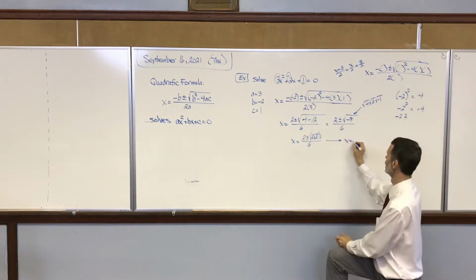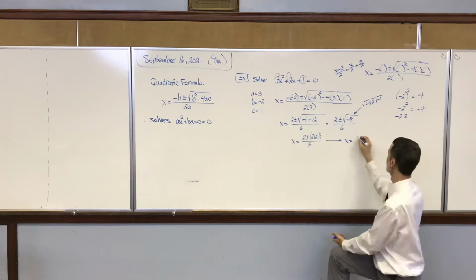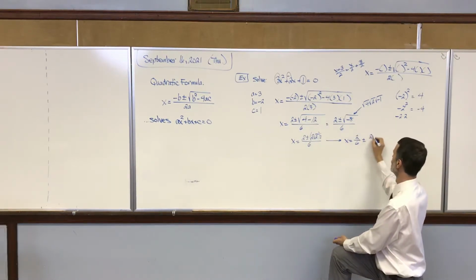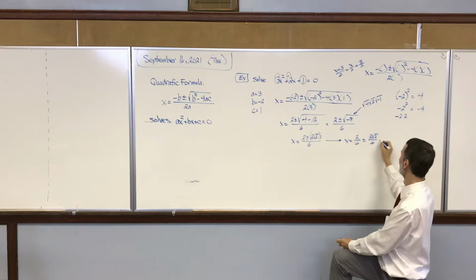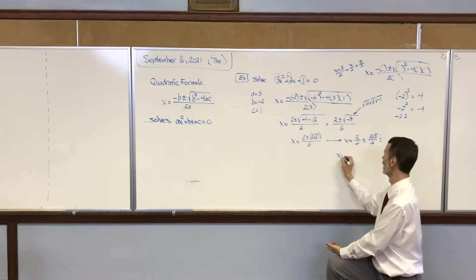X equals. Plus or minus. Well, reduce it in a minute, but 2 over 6. 2 over 6 plus or minus 2 rounded to 3i over 6. Over 6. And I like to put the i where? Afterward, right. And now go ahead and reduce that for me.